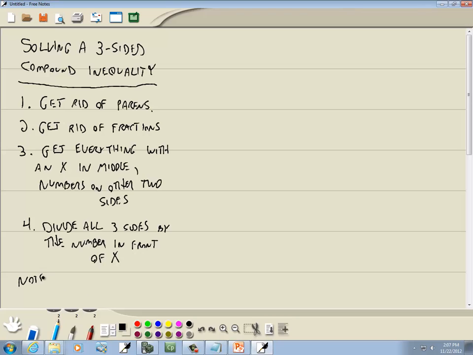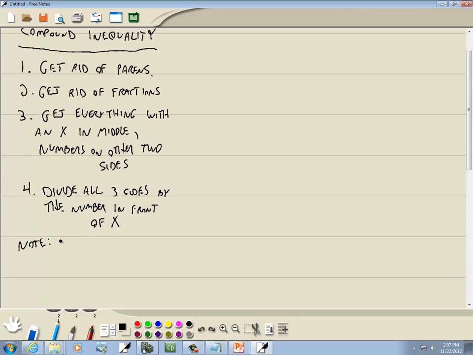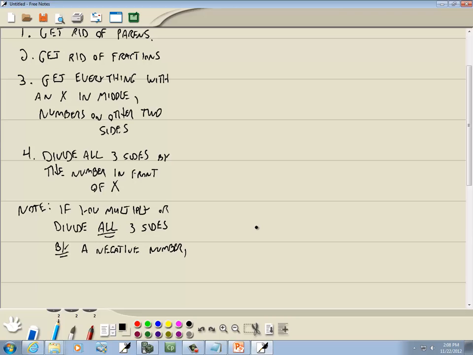And we have a note that goes along with this. If you multiply or divide all 3 sides by a negative number, flip the inequality symbol. Actually, you'll have more than one inequality symbol, so I'll say flip the inequality symbols.